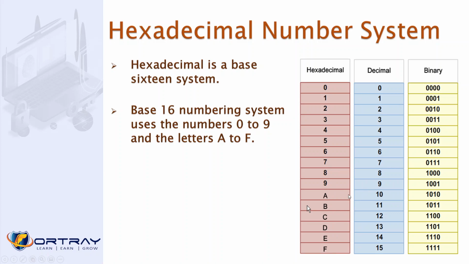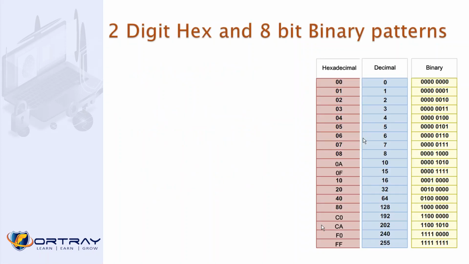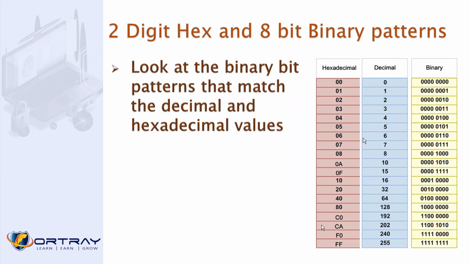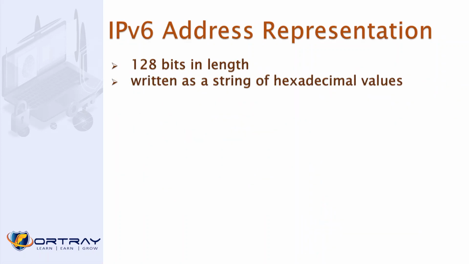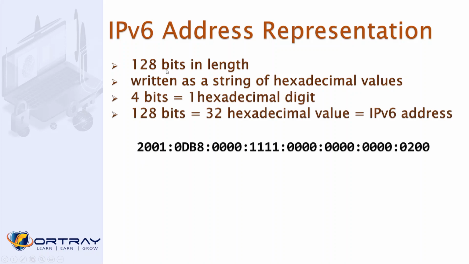So 0 to 9, and then 10 will be represented as A, 11 as B, 12 as C, 13 as D, and so on. So 4 bits, half of a byte, can be represented with a single hexadecimal value. One hex digit equals a 4-bit binary pattern. Look at the binary bits here, and here we can see the hexadecimal format. 128 bits in length are written as a string of hexadecimal values. 4 bits is 1 hexadecimal digit, so 128 bits is 32 hexadecimal digits. So most likely we represent IPv6 addresses in this format.